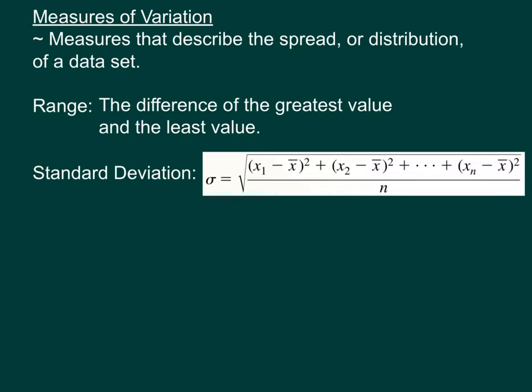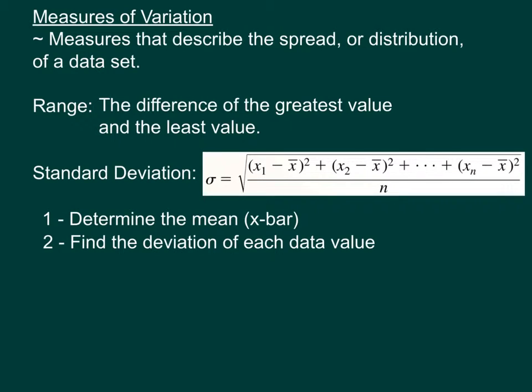The first thing that we would need to do is we need to calculate the mean. After we've calculated the mean, we're going to subtract the mean from each and every data point that we have. We're going to end up with some positive numbers, some negative numbers, just to figure out how far away from the mean each value is. And what that's called is the deviation.